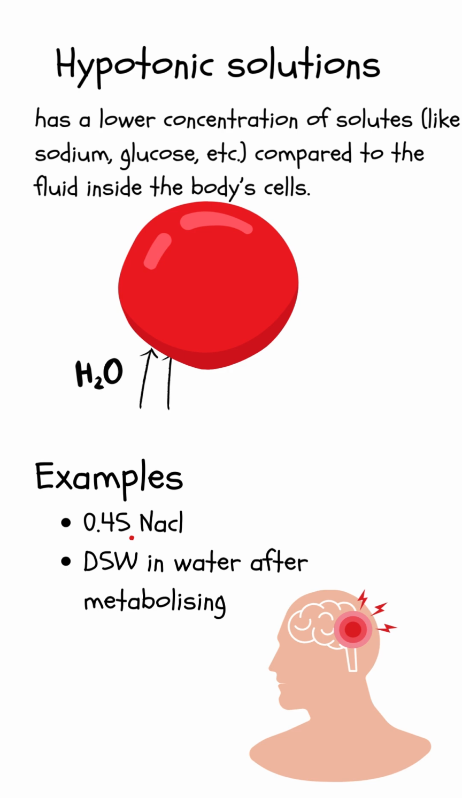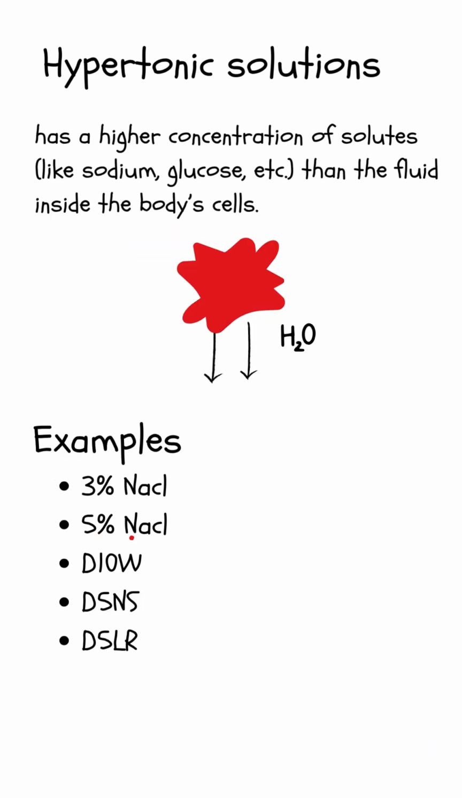Now let's discuss the third major type of IV fluid, the hypertonic solution. A hypertonic solution has a higher concentration of solutes, like salts or glucose, than the fluid inside our body's cells. Because of this, water moves out of the cells and into the bloodstream, where the solute concentration is higher. This causes the cells to shrink or shrivel as they lose water. In simple terms, hypertonic fluids act like a magnet. They draw water out of the cells and into the surrounding fluid.